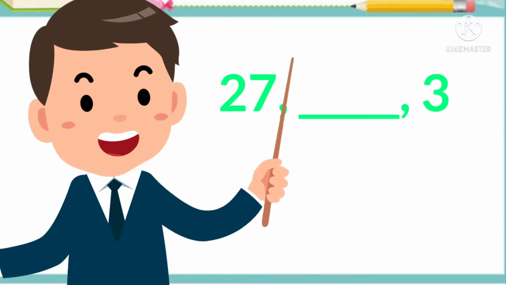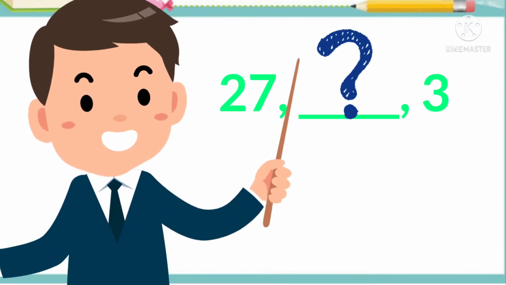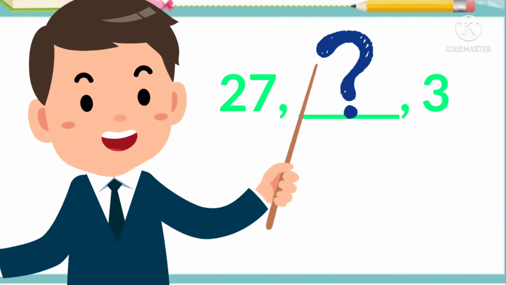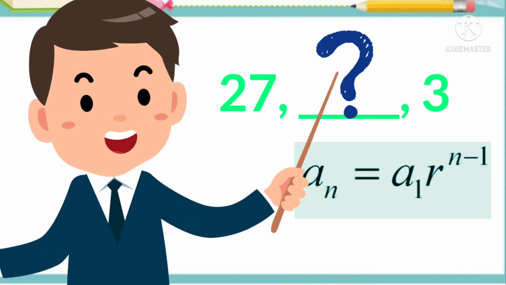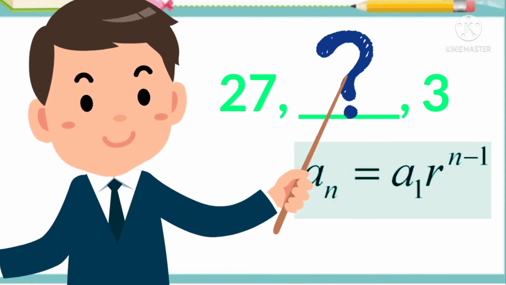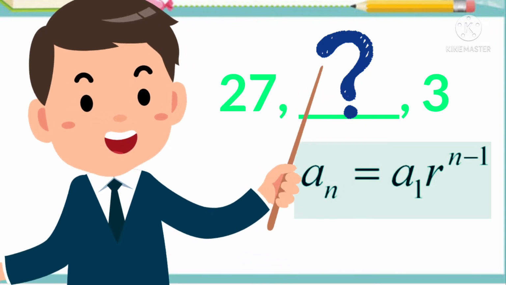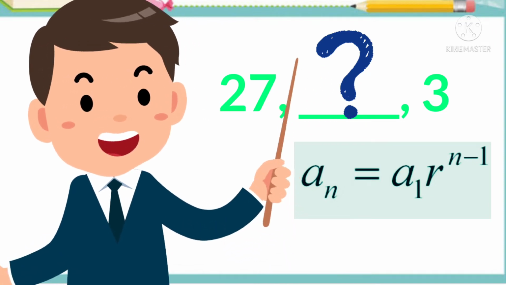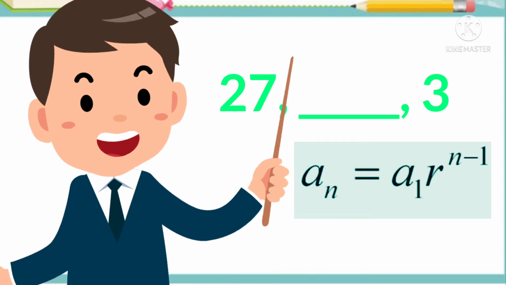Look at this problem. Can you determine what must be placed on the blank to form a geometric sequence? You might use the formula in finding the nth term of a geometric sequence to supply the middle term. Let's discover how to answer this problem.